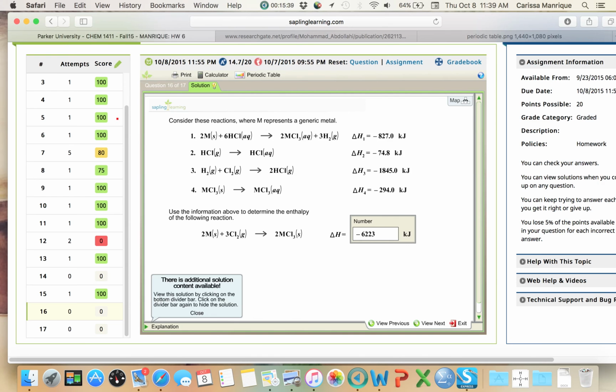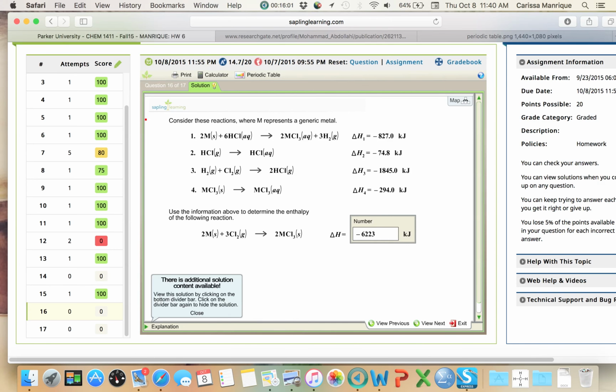Now let's look at Cl2 gas. I find it right here. It is a reactant, which is what I want, but I want a 3 in front of it. So what do I need to do? I need to multiply this whole entire reaction, including delta H, by 3. Okay, now let's go to the next one.